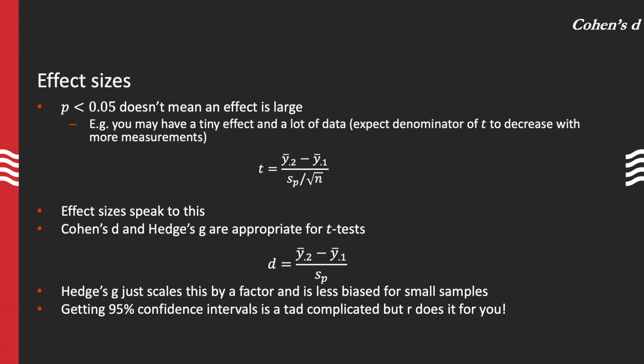You can think of it as a single signal to noise ratio, but I'm going to hold off on that because it's in the next slide. Hedges g just scales this by a factor and happens to be a less biased estimator for small samples. You can also get 95% confidence intervals on these values. It's a tad complicated, not really, but R does it for you, so you don't have to think about it, which is really nice.